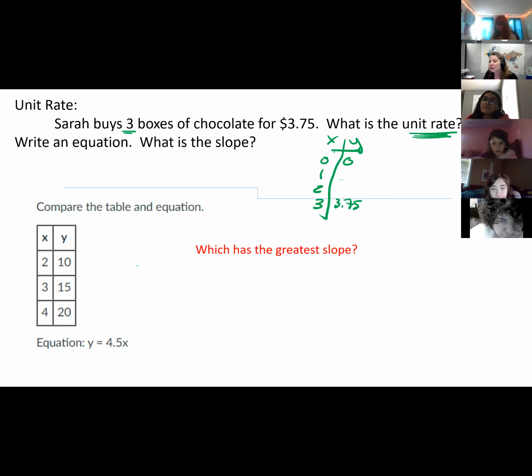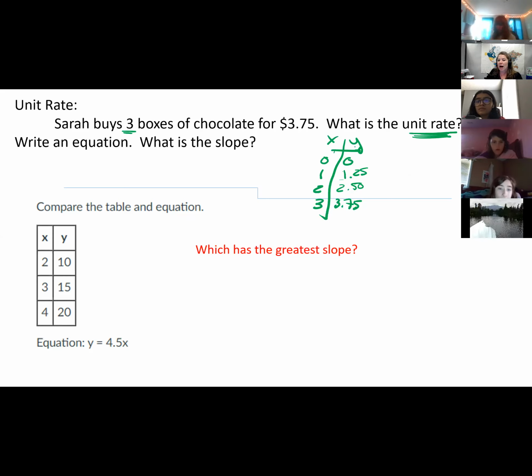Well, what happens if I divide $3.75 by 3? What do I get? Yes, Harlan, thank you. $1.25. Oh, you were so close. Yeah, we're dividing. So if I divide 3.75 by 3, I'm going to get $1.25 per box. That means 2 boxes would be $2.50. I just doubled these numbers, and 3 boxes would be $3.75.